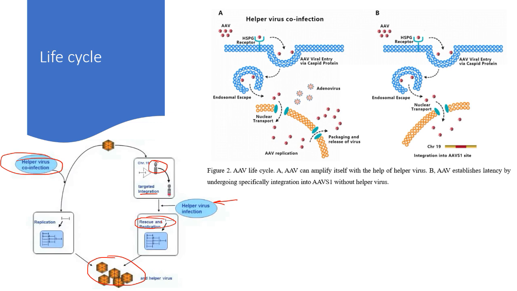This is what happens. You can see here there are two pictures. It's a helper virus co-infection in the very first picture, A. In picture B, we'll see the effect. So this is the helper virus co-infection, with these being the AAVs, adeno-associated viruses, interacting. They are forming endosomal structures, and this endosomal escape is done.